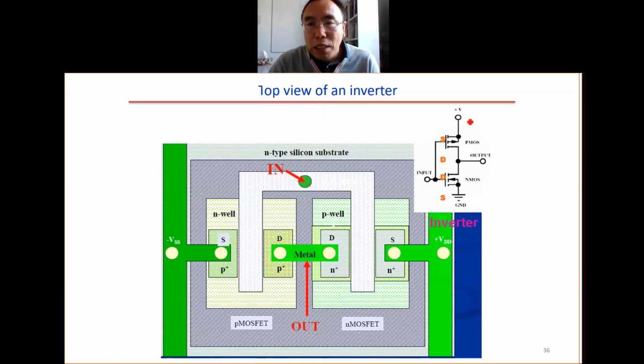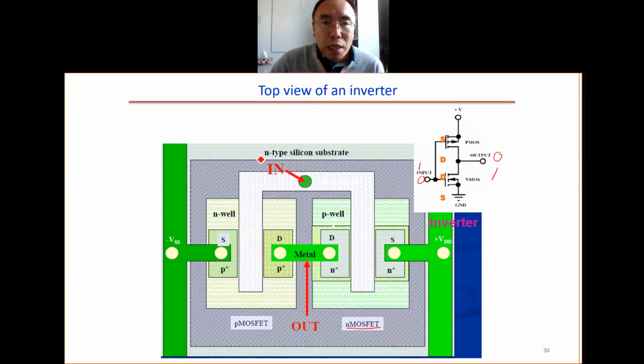This is the inverter. If you remember, input 1, output is 0. Input 0, output is 1. So this is the inverter. Here's the layout of the inverter. We have the PMOS here, N-well, source, drain. We have NMOS here, source, drain. We have the metal contact. So this is the output. We have this electrode and this terminal here.